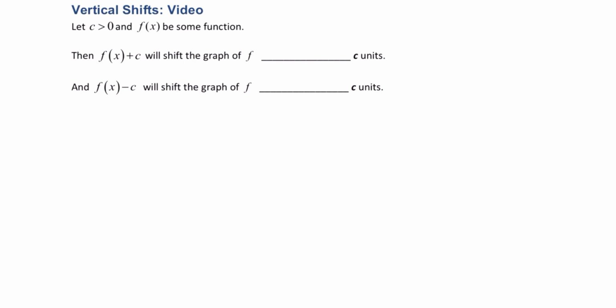In this video, we will look at vertical shifts. Let c be greater than 0 and f of x be some function. Then f of x plus c will shift the graph of f up c units. And f of x minus c will shift the graph of f down c units.